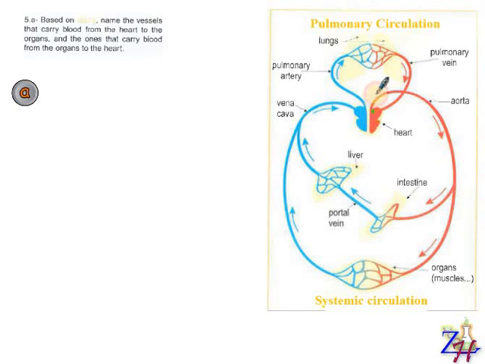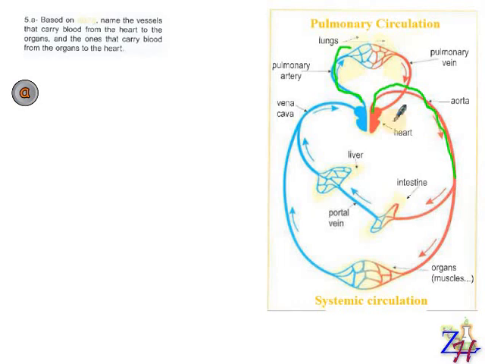So first here we can follow the blood. It goes through the aorta. This is the first vessel that carries the blood away from the heart to the organs. We have here another vessel that also carries the blood out from the heart to the lungs, which is the pulmonary artery. So now we have the aorta and the pulmonary artery, which are both arteries. So we can say that arteries carry the blood from the heart to other organs.